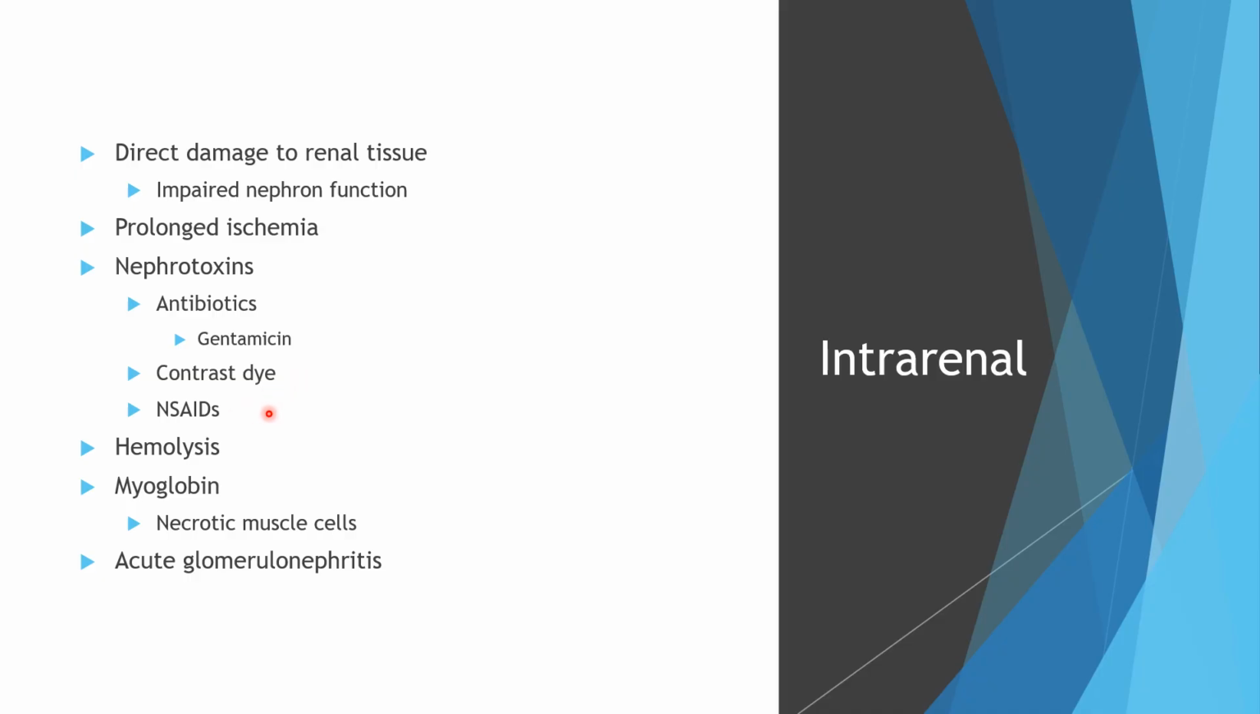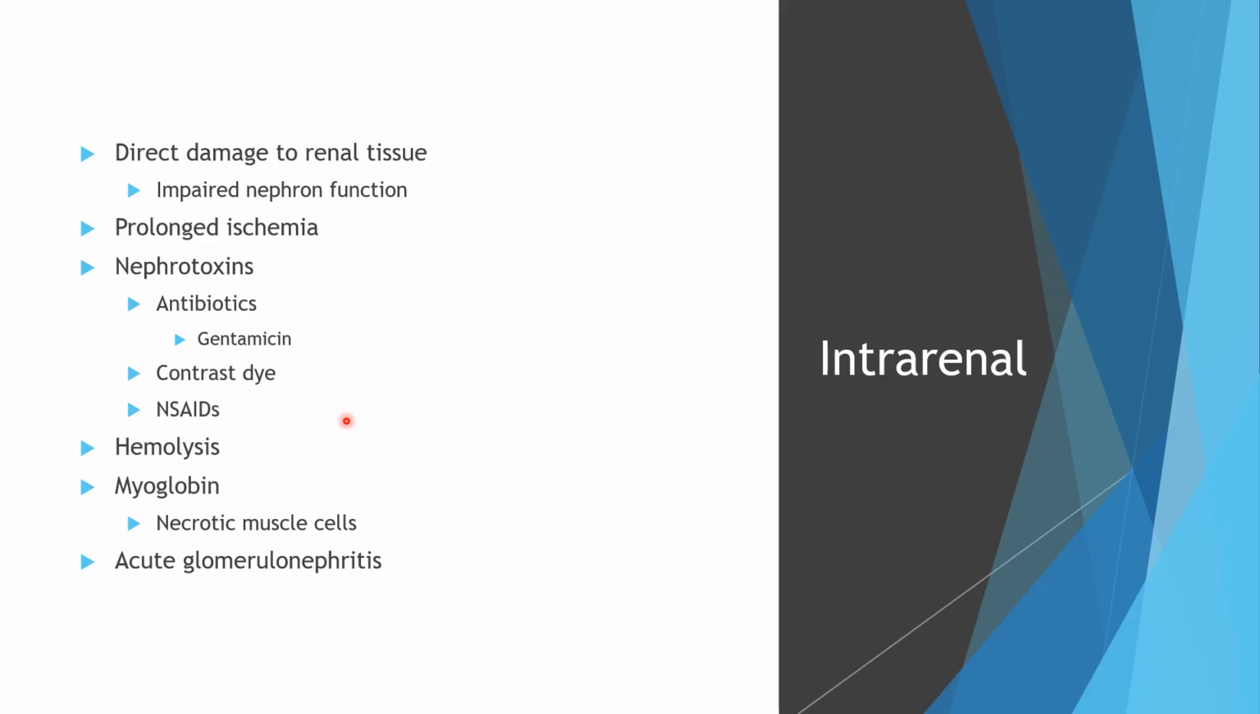And then our NSAIDs, so our ibuprofen, our Aleve, our aspirin, they're nephrotoxic. Hemolysis. So hemolysis is that destruction of our red blood cells. Those red blood cells are filtered out in the kidney. And if you remember going back to that picture of the Bowman's capsule, red blood cells are still pretty big, and they're going to be tearing through that membrane, which can cause some ischemia to our little glomeruli. We can have hemolysis after a blood transfusion.